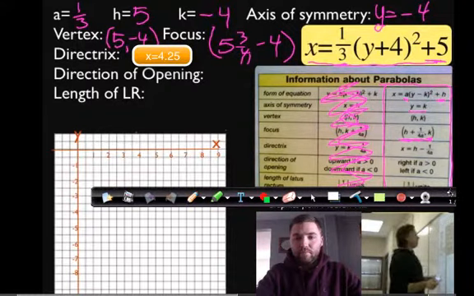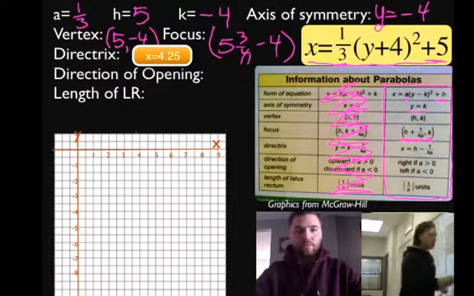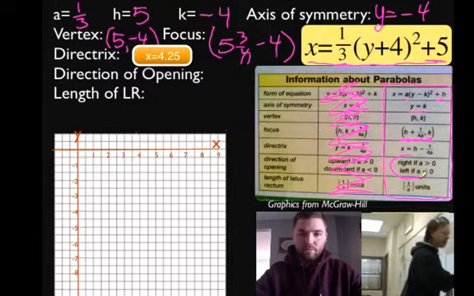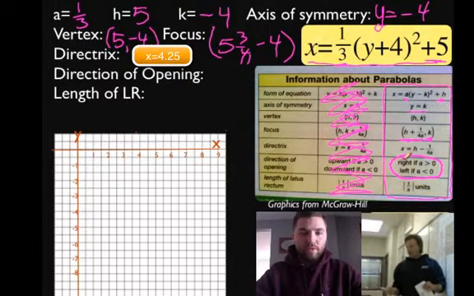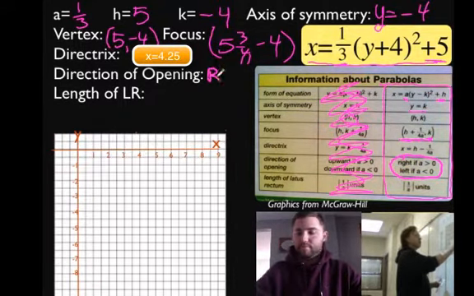Yeah, all right. So the direction of opening. Is it going to open to the right or to the left, sir? Well, to the right, because a is greater than 0. Yeah, I agree. It's going to open to the right.